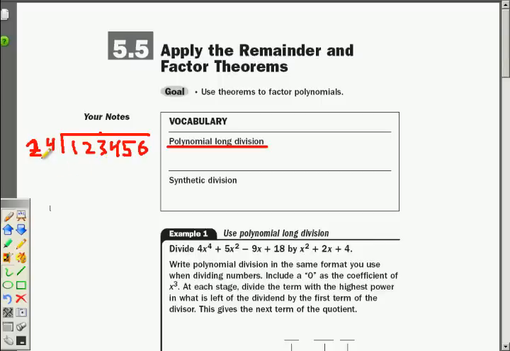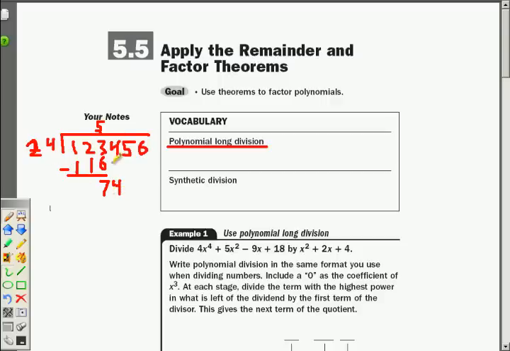24 times 4 is 96. 24 times 5 is 116. So I put a 5 here, and I put a 116 right here. Hopefully you guys remember something like that. I subtract these things, 123 minus 116. I have a 7, bring down my 4.